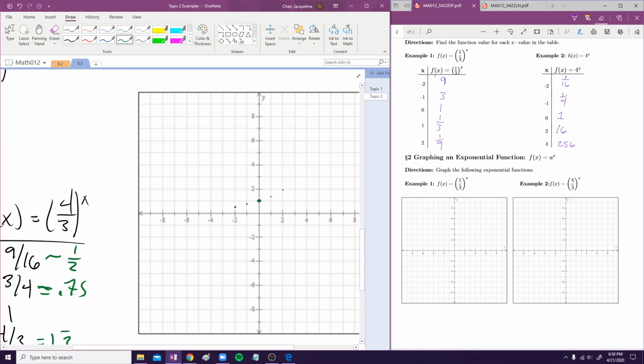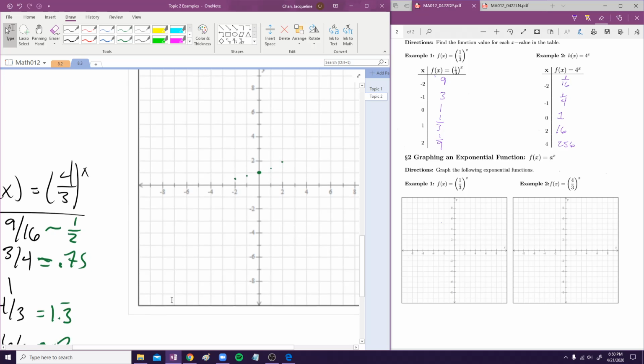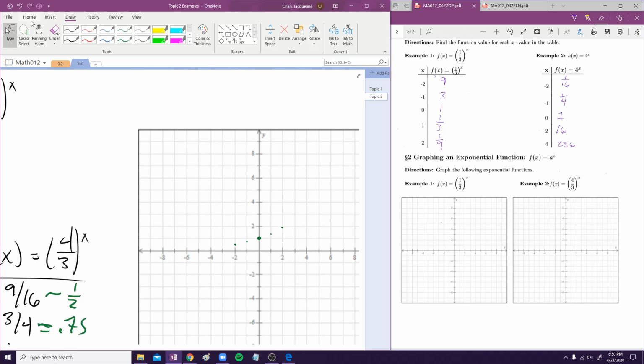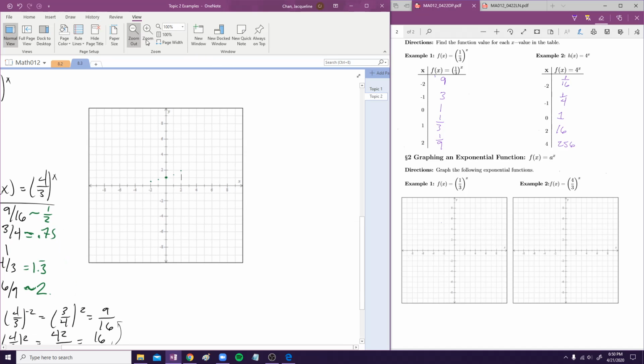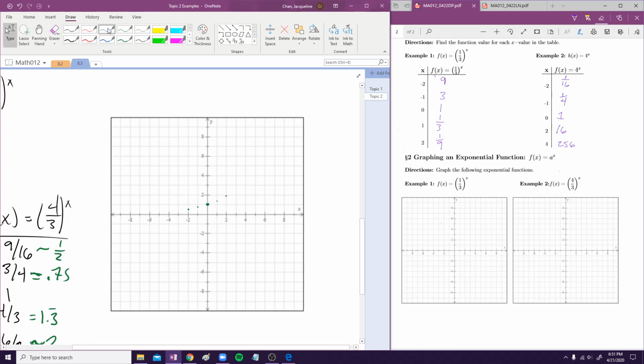Okay, so let's go up here. When we look at this, it kind of just looks like a line, but as long as you know that an exponential function is not linear, you can go ahead and just try to approximate the drawing. I notice it's a little steep, so maybe I'll start it right here. And remember that it doesn't touch the x-axis.